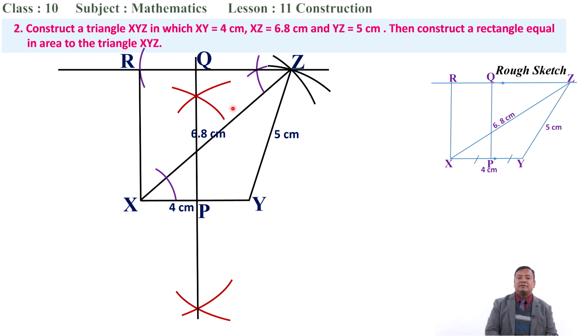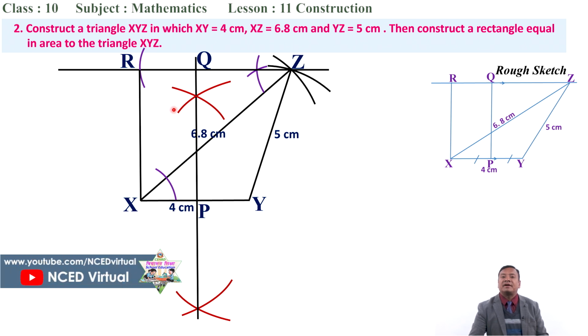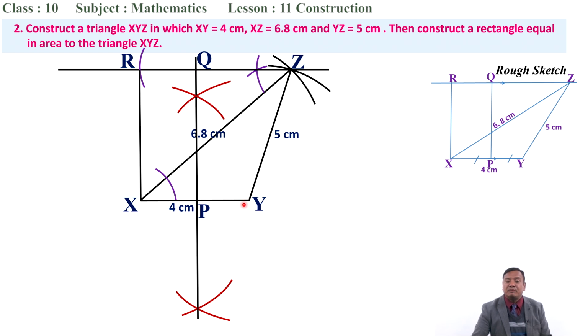Look carefully here. Now a rectangle is formed here. Yes, PQRX. This is a rectangle, and which is on half base of this triangle XYZ. So we can say that the area of this rectangle equals the area of triangle XYZ. Instead of this side, you can measure this PY, and cut from here to this side also and join this. Then this rectangle will also be equal to the area of triangle XYZ. In either side you can make the rectangle.